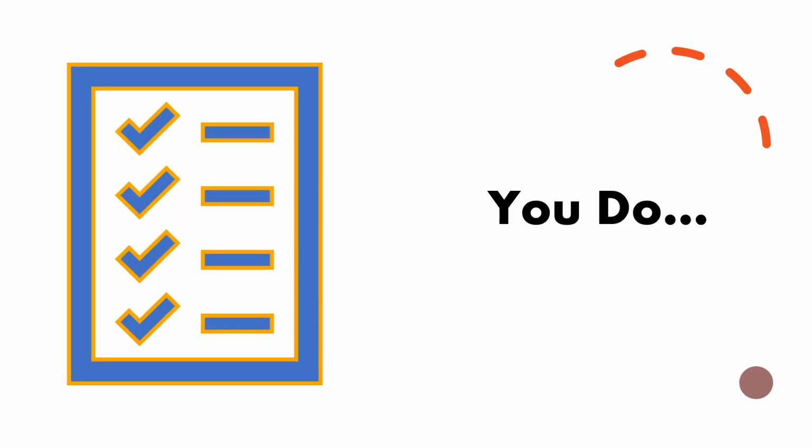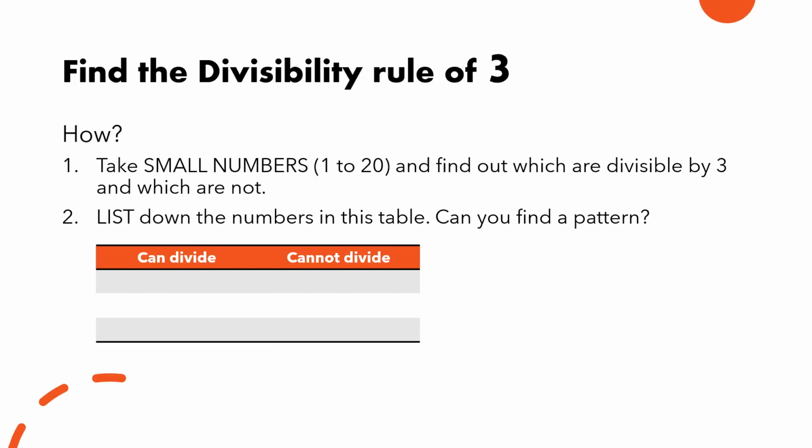Next, you will find out the divisibility of the number 3. How will you do it? Again, you will take small numbers from 1 to 20 and find out which are divisible by 3 and which are not. You will list down in this table the numbers which are divisible by 3, that is, they do not have a remainder, and the numbers which are not divisible by 3, that is, there will be a remainder.